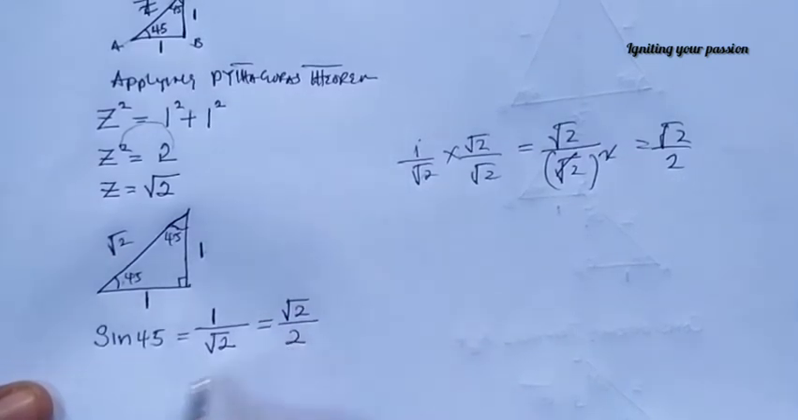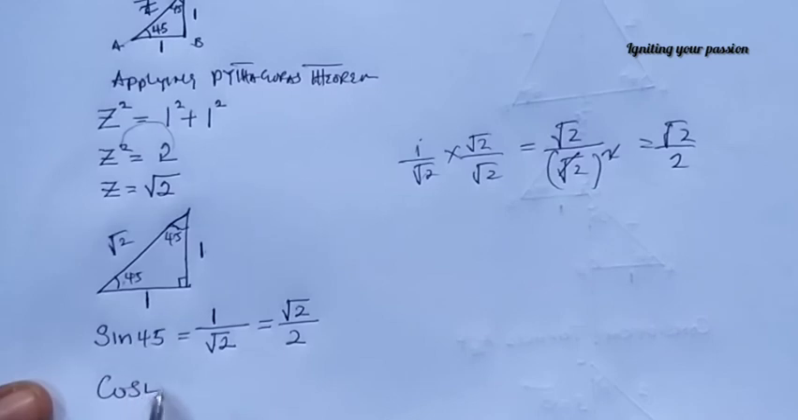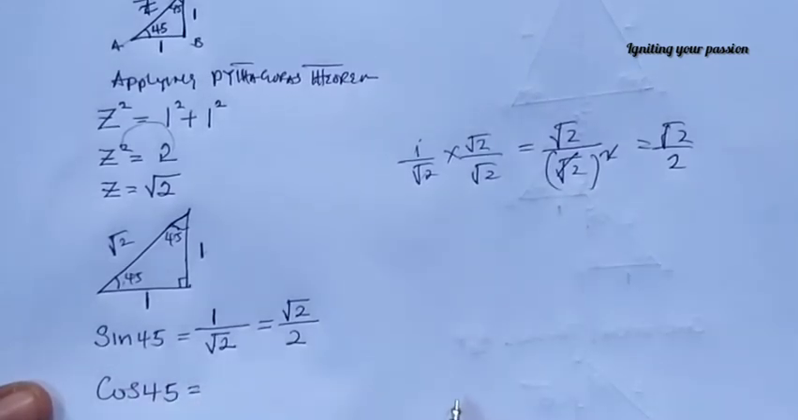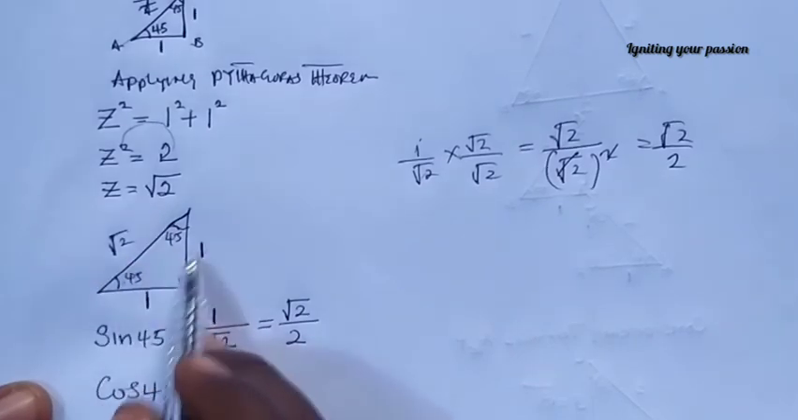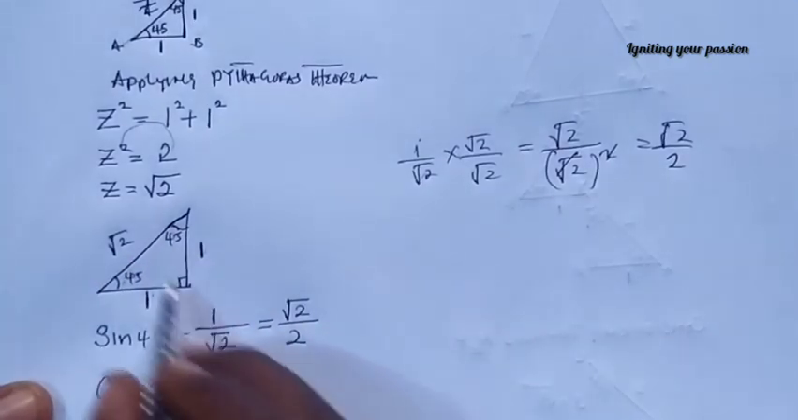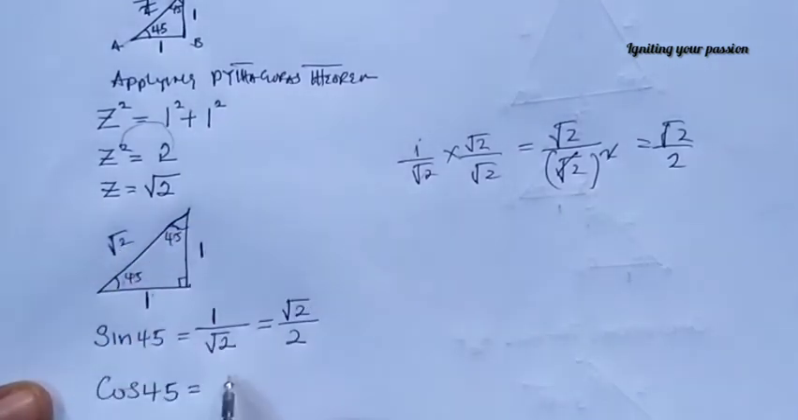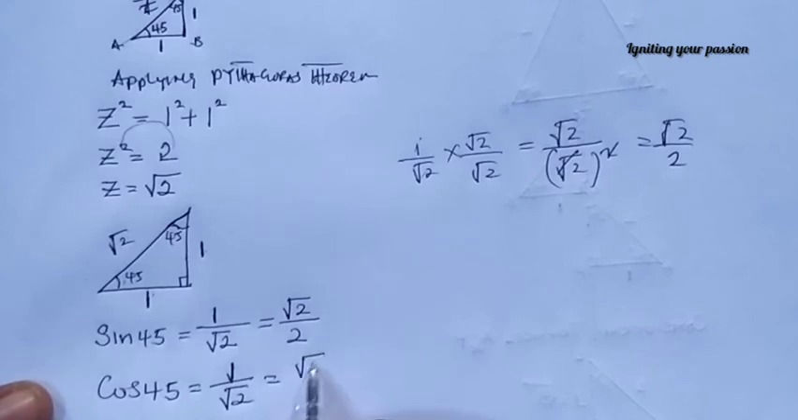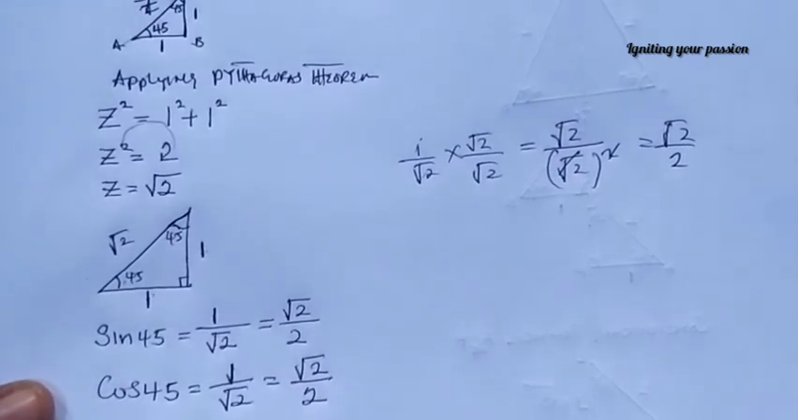Is that taken? Then the next one will be what? Cos 45. Now cos 45 is giving me adjacent over hypotenuse. Now if this is the opposite, here will become what? The adjacent. And over what? Hypotenuse, which doesn't change. So we'll be having 1 over root 2. Which is the same thing as giving what? Root 2 over 2.